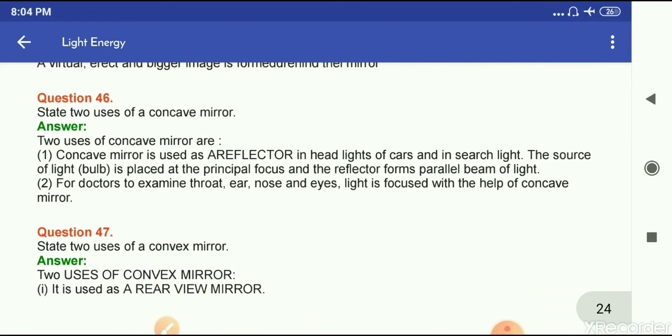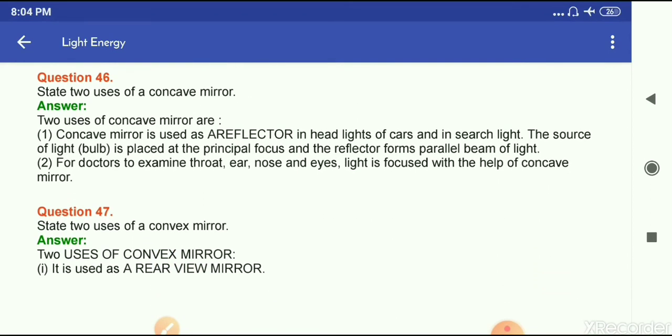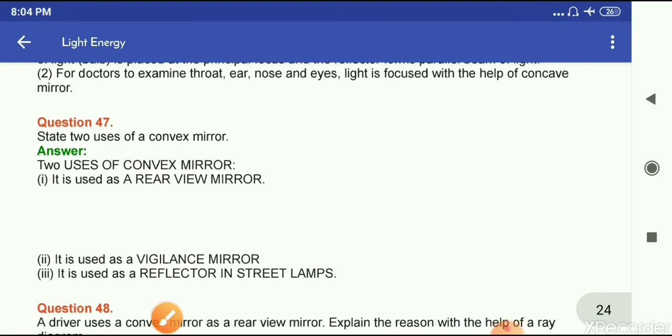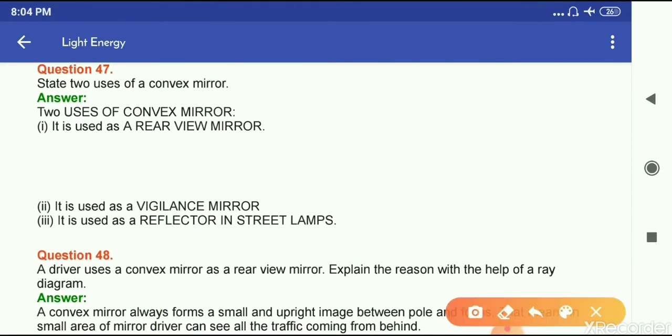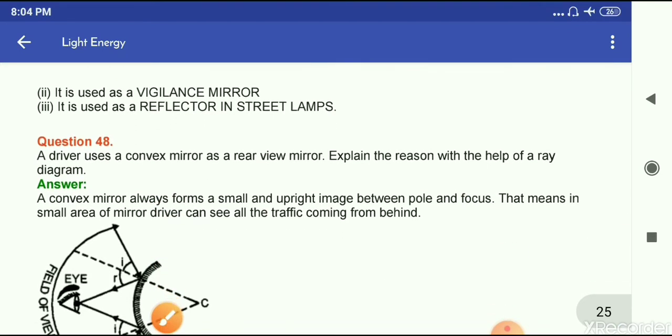Question number 46. State two uses of a concave mirror. So these are the two uses of a concave mirror, and you can write any other use from the book also. Question number 47. State two uses of a convex mirror. So these are the uses of a convex mirror, and if you want to write from the book, you can write from the book also.